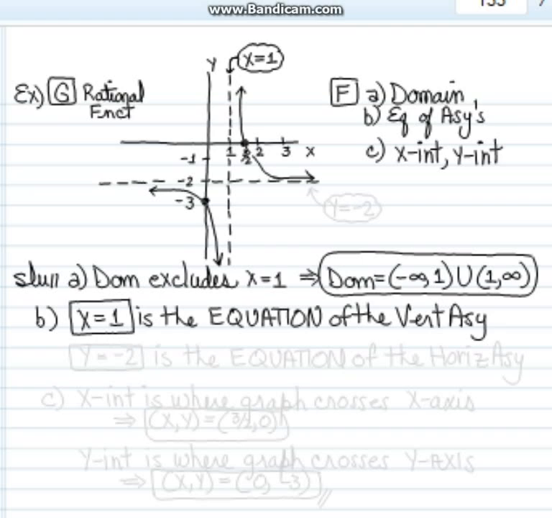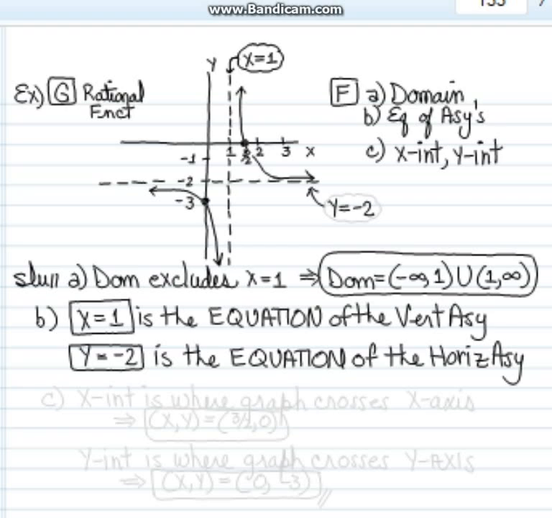line, the vertical asymptote. Okay, now for the horizontal asymptote, I see a dotted line horizontally that passes through -2 on the y-axis. Well, that one has the equation y equals -2. So that's the equation of our horizontal asymptote, and I like to identify that on the graph by just pointing it out, y equals -2.